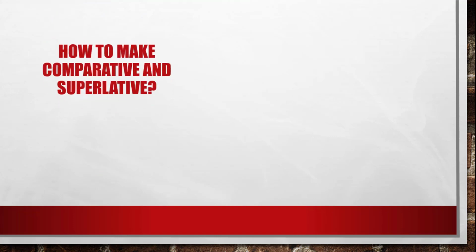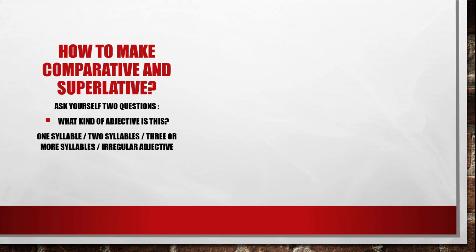So let's get to the formation of the comparative and superlative. How do we form the comparative and superlative? Whenever you need to use an adjective in the comparative or superlative form, you need to ask yourself two questions. First question is, what kind of adjective is this? Is it a short adjective? Is it a one-syllable adjective, two syllables, three or more? Irregular adjectives? How would I deal with all of these?